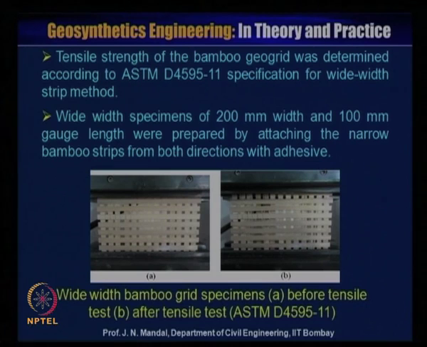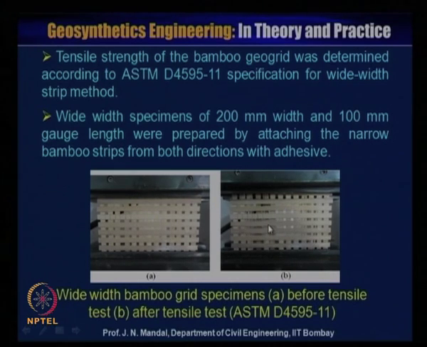The wide width specimen is 200 millimeter wide, with a 100 millimeter gauge length, and was prepared by attaching narrow bamboo strips from both directions with adhesive. Now this is the test that has been performed. This is the bamboo geogrid specimen. This is before the tensile test, and this is after the tensile test.